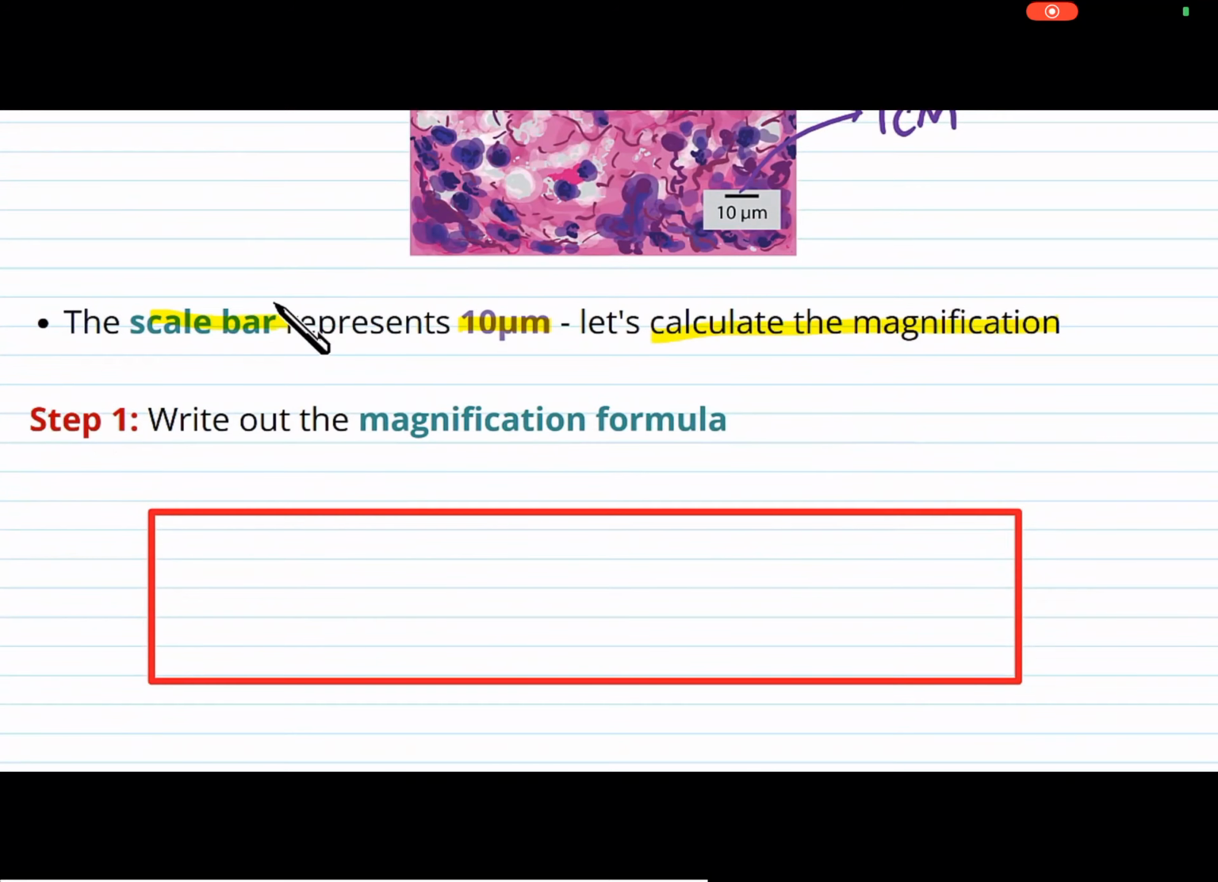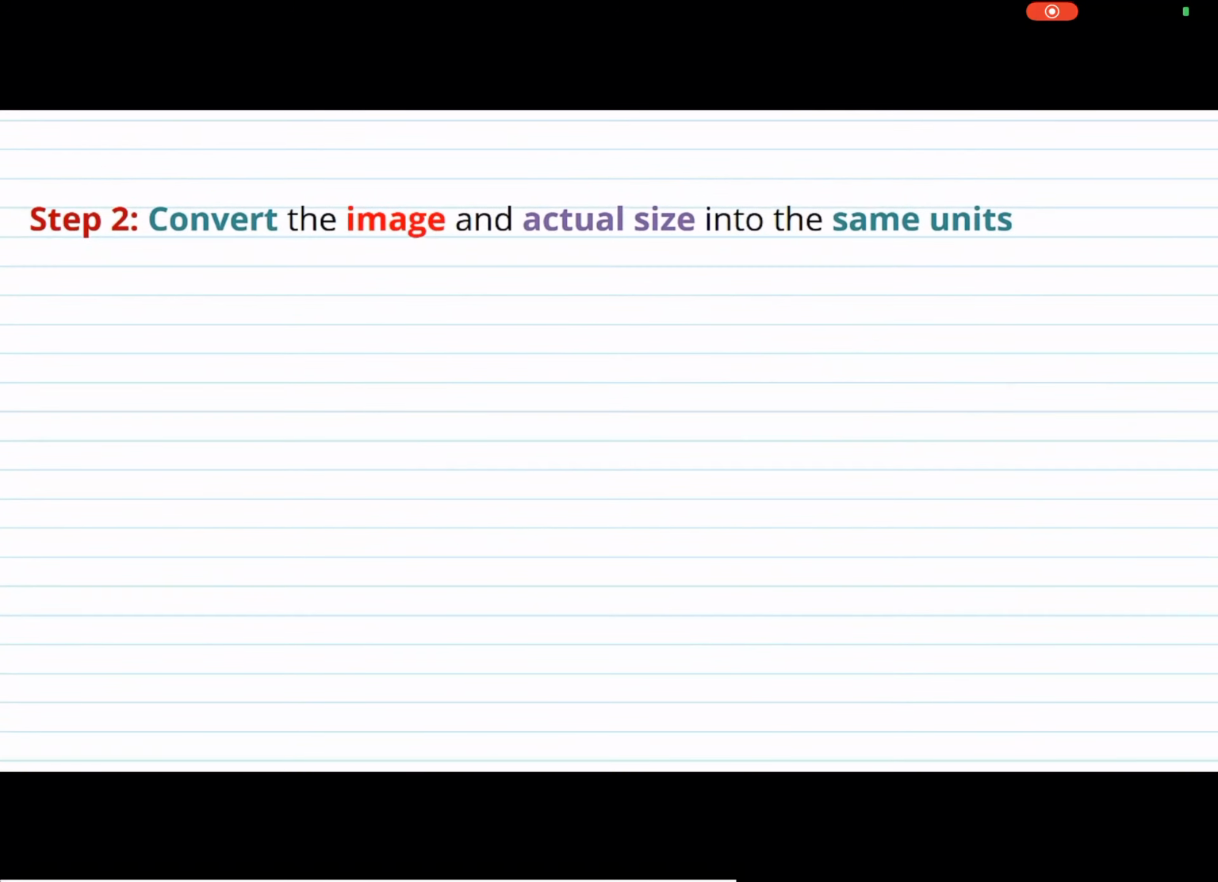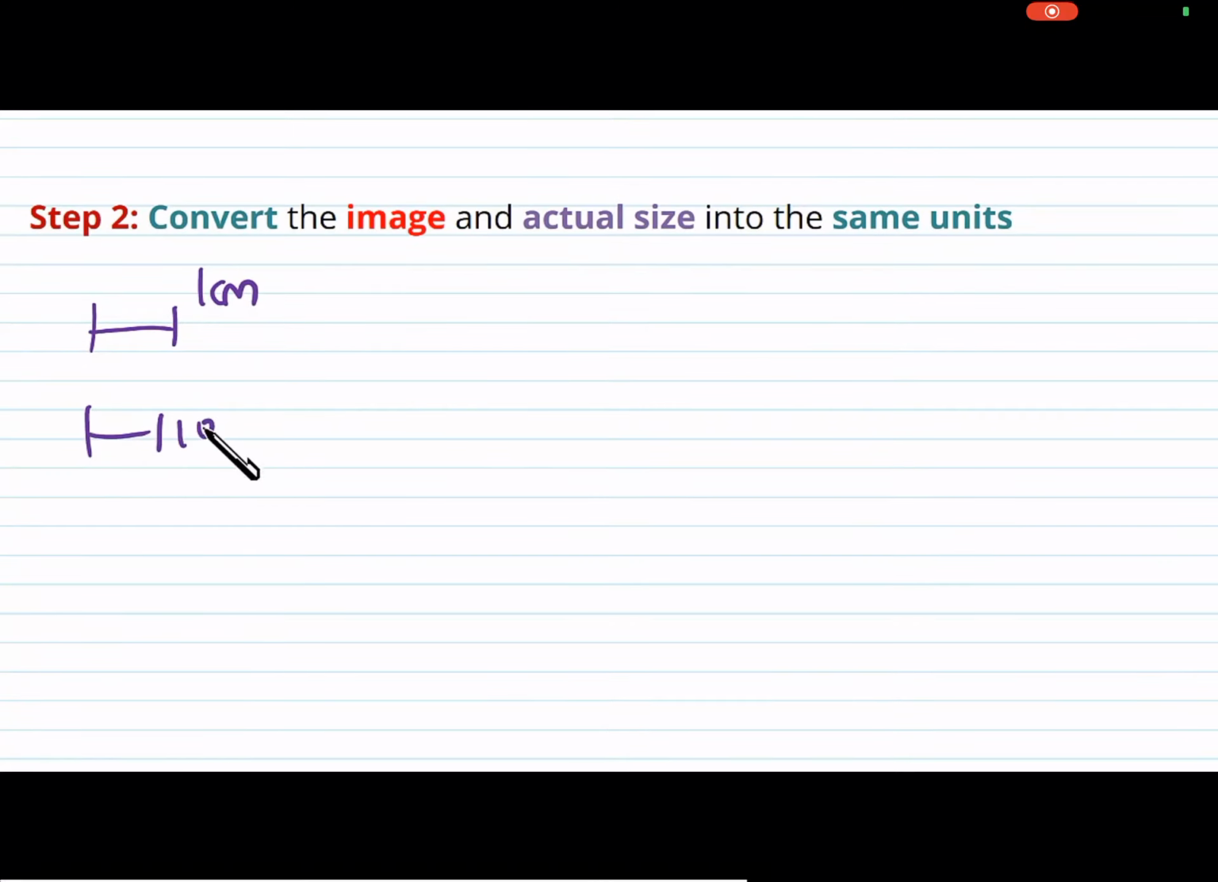So the first thing that you always do is write out the magnification formula, where magnification equals the image size divided by the actual size. So if you know two of these values, you can work out the missing one. We've been told in this case that the bar in reality is 1 centimetre and that represents 10 micrometers. So 1 centimetre on the image represents 10 micrometers in real life.